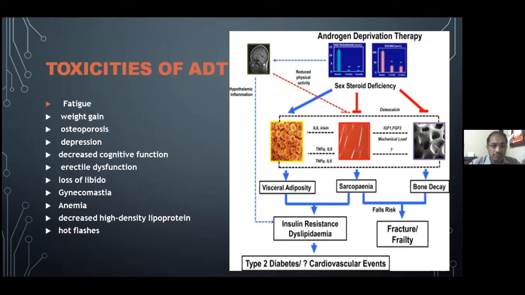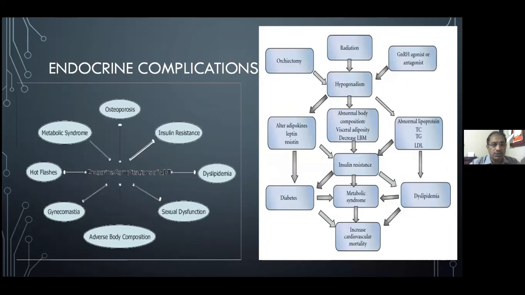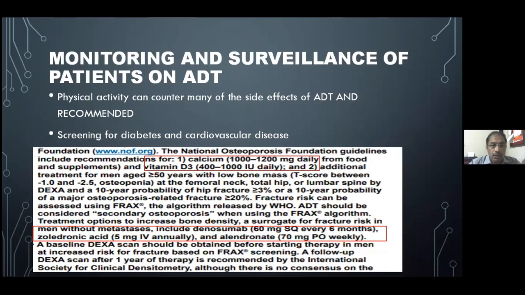Toxicity of ADT, yes, there are toxicities: fatigue, weight gain, osteoporosis, depression, cognitive dysfunction, erectile dysfunction, loss of libido, gynecomastia, anemia, decreased high density lipoprotein, and hot flashes. So one should be mindful about the side effects when we use them. There can be endocrine complications: osteoporosis, insulin resistance, dyslipidemia, sexual dysfunction, adverse body composition, gynecomastia, hot flashes, and metabolic syndrome. These are very effective treatments, but they do have their own toxicity, so monitoring and surveillance of patients becomes important.